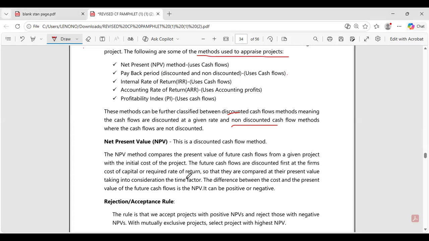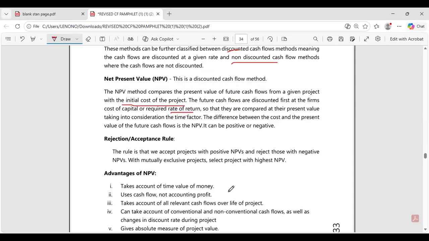The NPV method compares the present value of future cash flows from a given project with the initial cost of the project. The future cash flows are discounted first at the firm's cost of capital or required rate of return, so that they are compared at their present value, taking into consideration the time factor. So the acceptance rule is that we accept projects with positive NPV and reject those with negative NPVs.